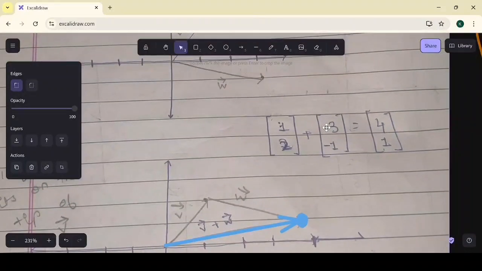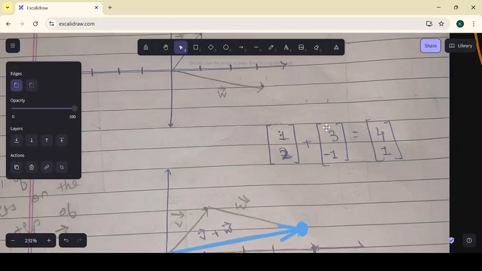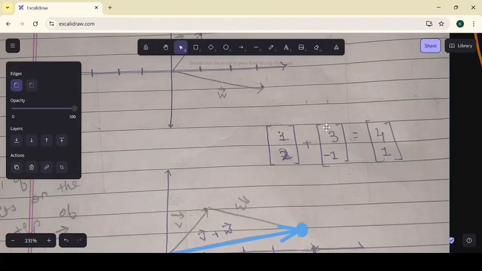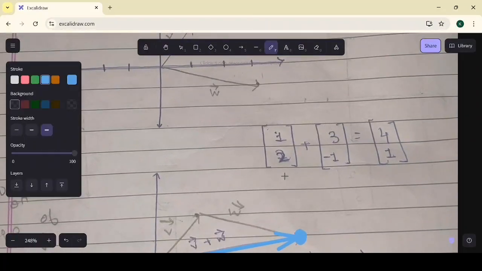Now, how do you solve this numerically? Numerically solving this is very easy. For example, the coordinates of the first vector are this. The coordinates of the second vector are this. Then you simply add the coordinates, first of the x-axis and then of the y-axis. For example, in this case, I'll do 1 plus 3, which would be 4, and then 2 plus -1, which would be 1.